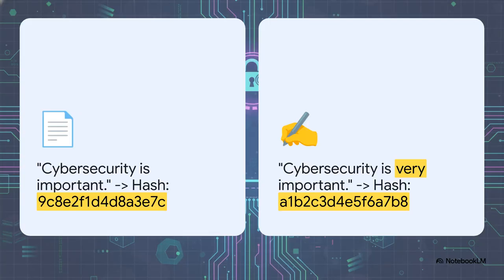And this is what we call the avalanche effect. Just look at this. The original sentence gives us one hash. But by adding just a single 4-letter word, "very," look what happens. We get a completely different and totally unrecognizable hash. It's that extreme sensitivity that makes hashing so incredibly powerful for spotting even the tiniest unauthorized change.